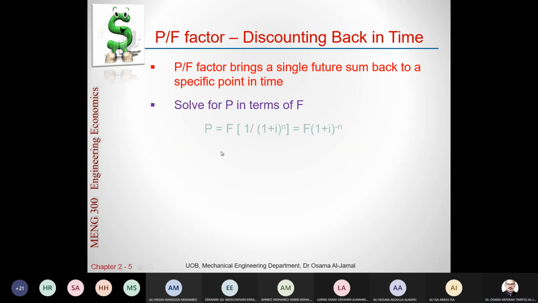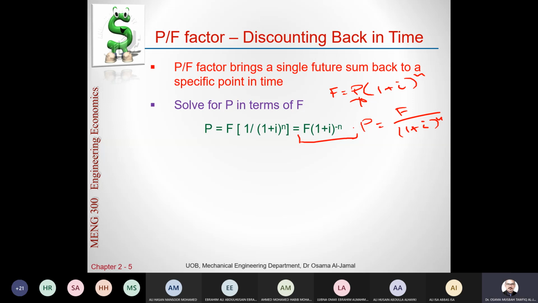How to solve for that? It's the same. P equal to F multiplied by 1 divided by 1 plus I to power N, i.e. the reciprocal of what we did earlier, when we said that F equal to P (1 plus I) to power N. If you want to find P, it equals directly F divided by (1 plus I) to power N, or (1 plus I) to power minus N. The standard notation, since we are going to find P given F in the same sequence, will be P given F, I%, N.